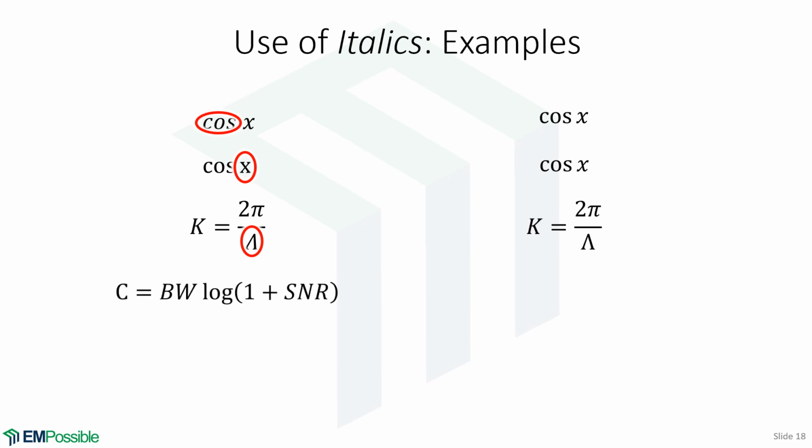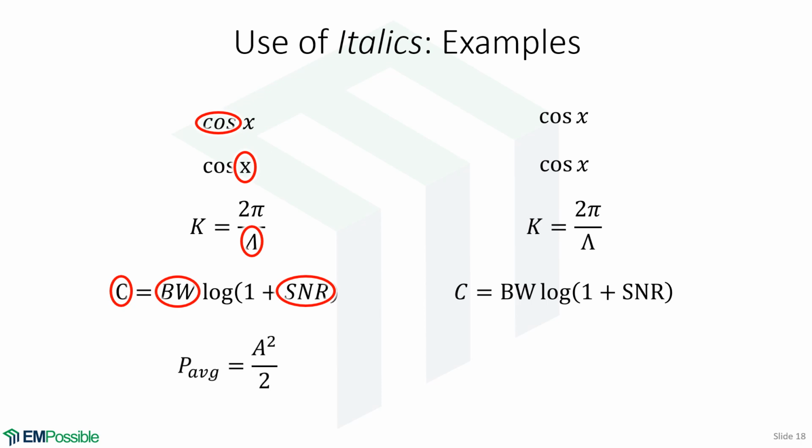Next example, the Shannon capacity theorem. What is wrong with this equation? Don't even need to describe what the equation means. Well, it turns out there are 3 things wrong with this. C is a variable, and it should be italicized. Bandwidth is a variable, but it's multiple letters. It should not be italicized. Signal to noise ratio is a variable, but it's a multiple letter variable and should not be italicized. So the correct way to write that equation is shown on the right here.